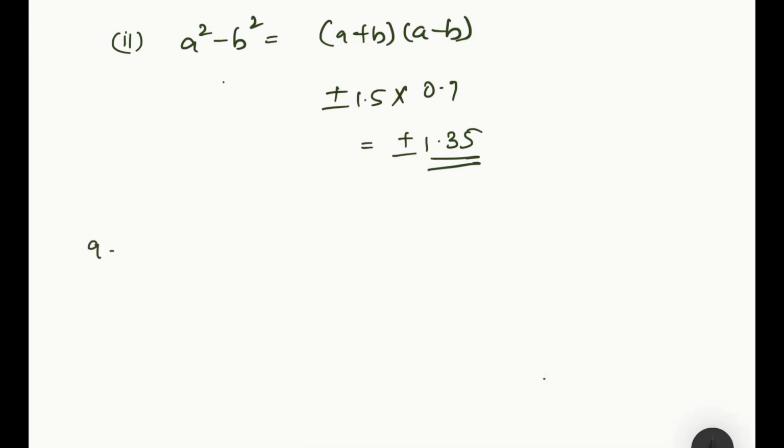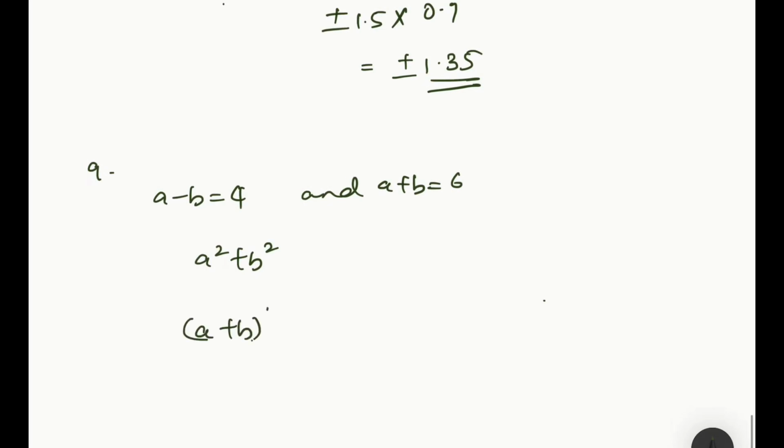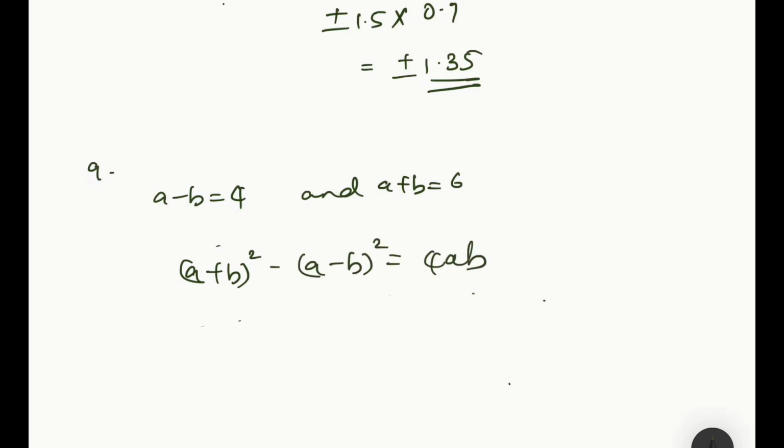So in the question number 9 we have, if a minus b is equal to 4 and a plus b is equal to 6, find a square plus b square. So I can directly use this formula, right? (a plus b) the whole square equal to a square plus b square plus 2ab. But before that we need to find ab also. So what we do now is we can use this formula. Initially let us use the formula (a plus b) the whole square minus (a minus b) the whole square equal to 4ab, right? So 6 square minus 4 square equal to 4ab.